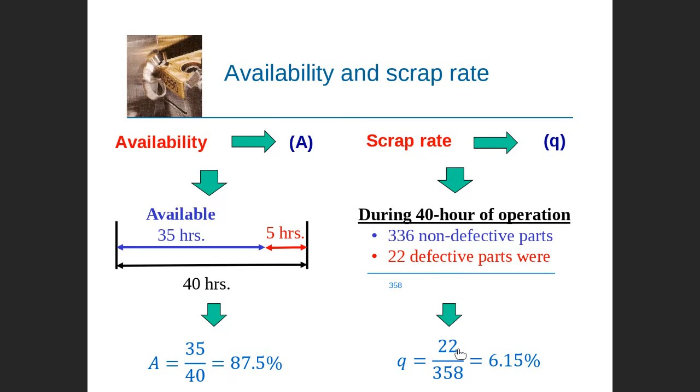Scrap rate is 22 defected parts divided by total. Divided by what? Divided by total, not by this one. By total, then it gives you 6.15% scrap rate. So scrap rate is 6.15%. Any question about availability or scrap rate? Okay, this is the availability and scrap rate.